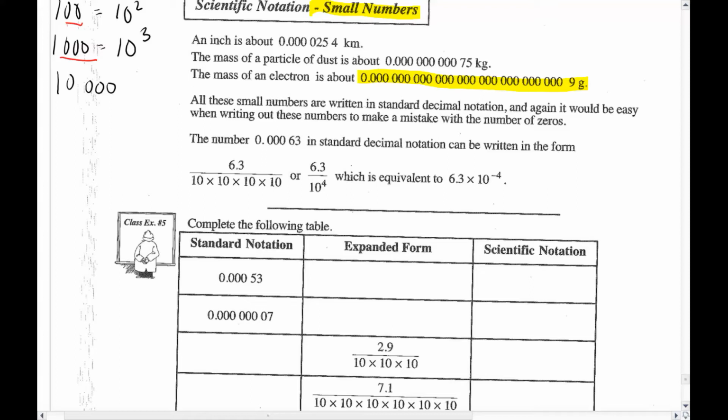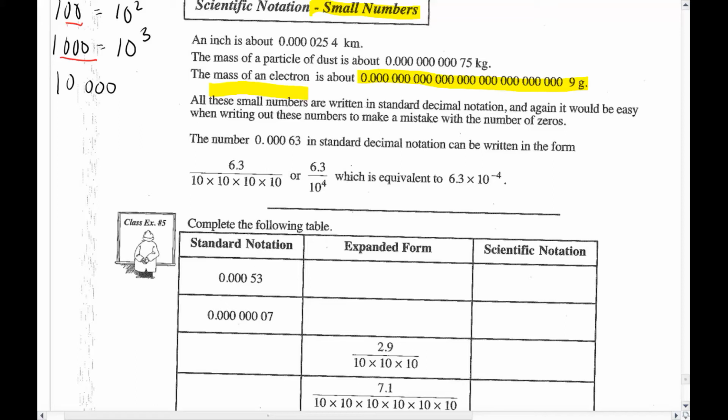By the way, that is such a small mass. That's the mass of an electron in grams. That is tiny. So it's actually the exact same as scientific notation with large numbers, but instead of using positive exponents, we're using negative exponents.